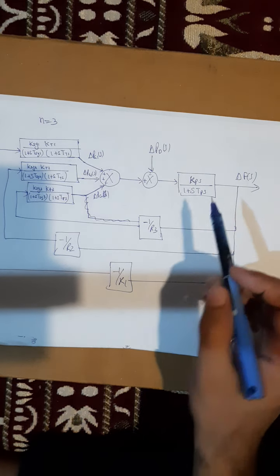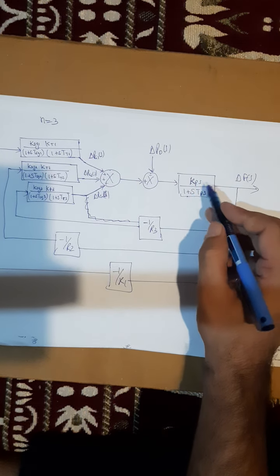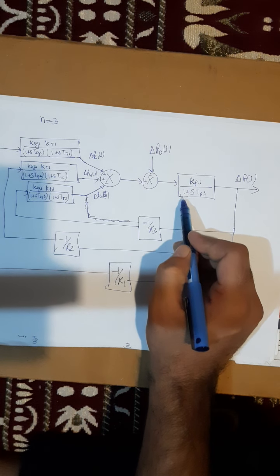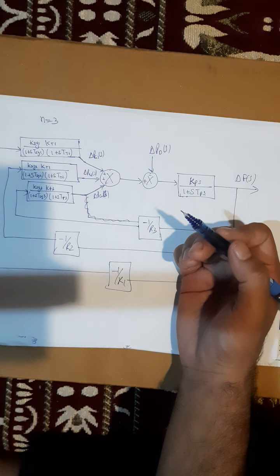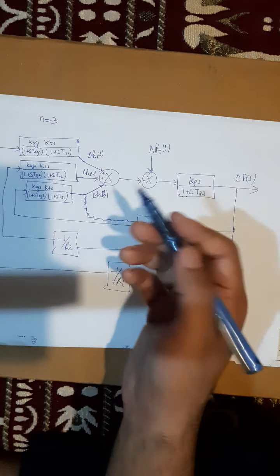Now I am saying that I am representing the generators by a single equivalent coherent machine with gain Kps and time constant Tps. Now this generator is driven by the combined output of the mechanical power of all the turbines. And obviously I am ignoring the losses.